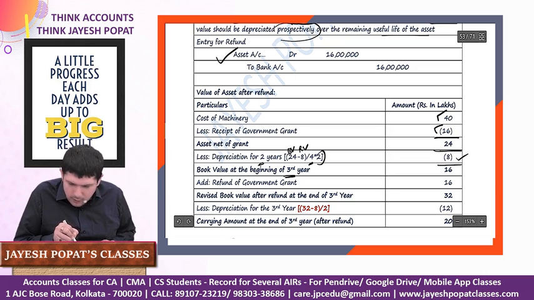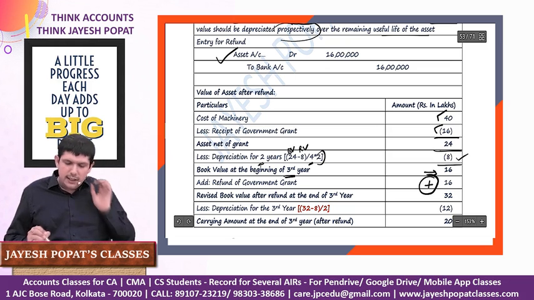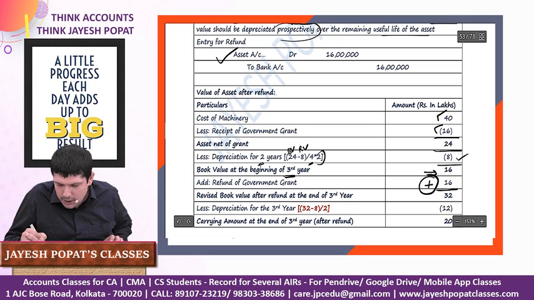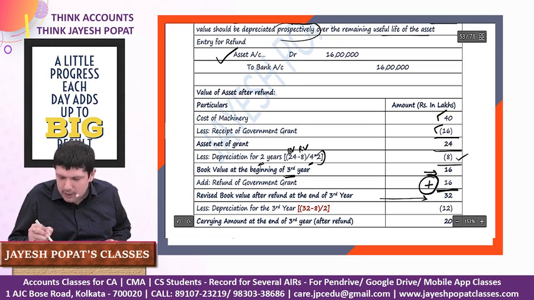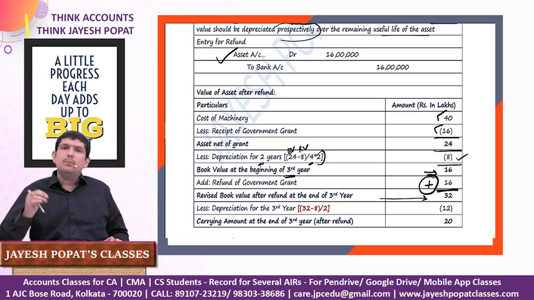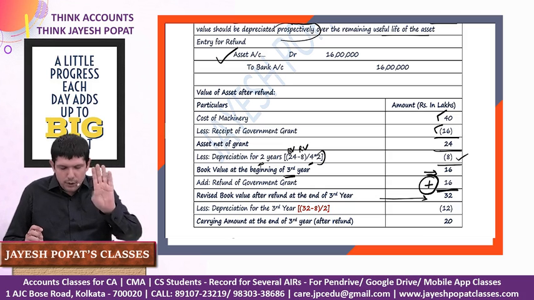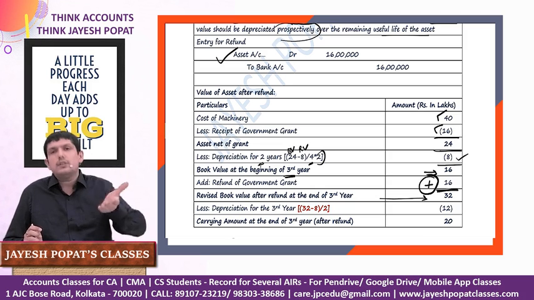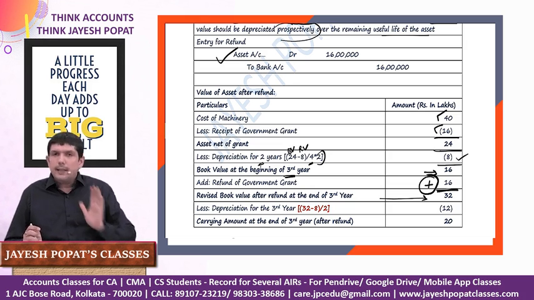Book value at the beginning of the third year is 16 lakh. We made a refund of government grant of 16 lakh. So we added this 16 lakh to the value of the asset. So the revised book value will become 32. Now it says the book value has to be depreciated prospectively over the remaining useful life. Out of 4 years, 2 years are already gone. So now this 32 lakh has to be depreciated over the remaining 2 years.